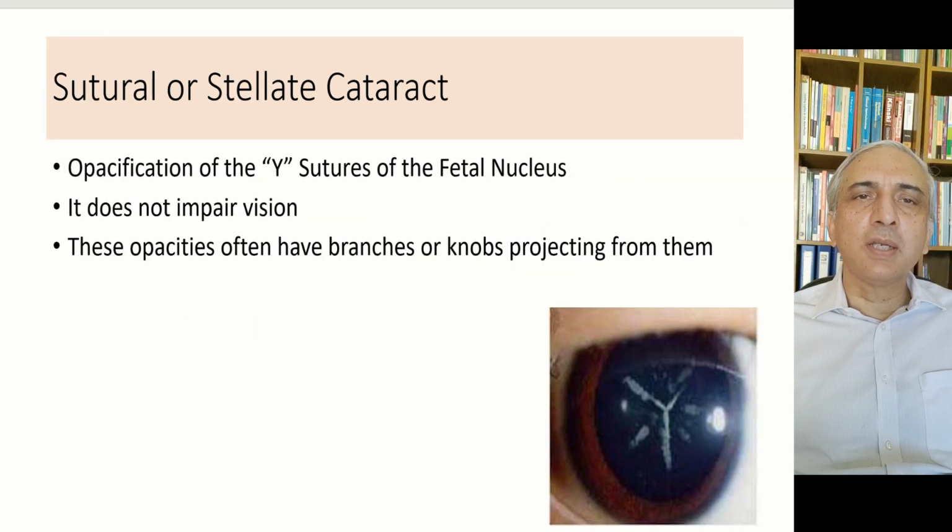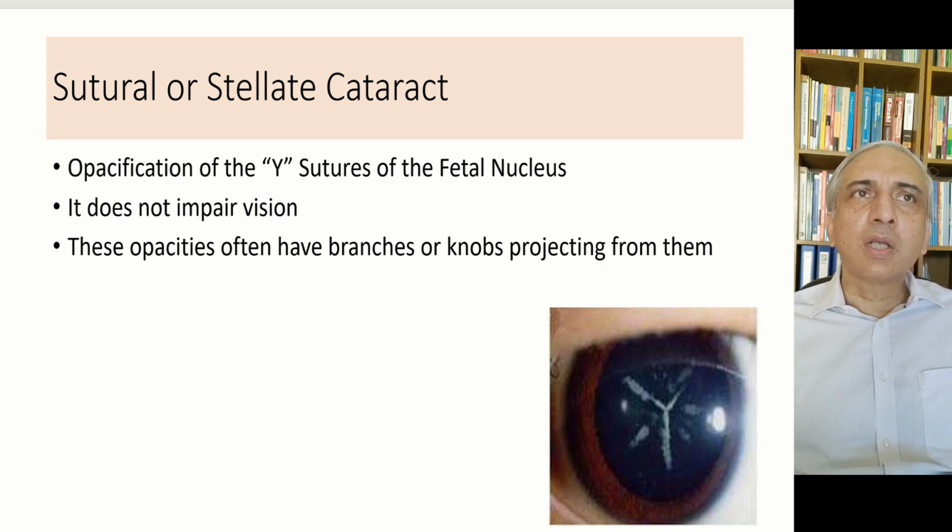They are visually not very significant, but there is an opacification of Y sutures of the fetal nucleus. So it is the fetal nucleus which gets opacified. So it means that the stress in lens development occurred at the fetal stage. It does not impair vision, and there are branches or knobs projecting out from them.